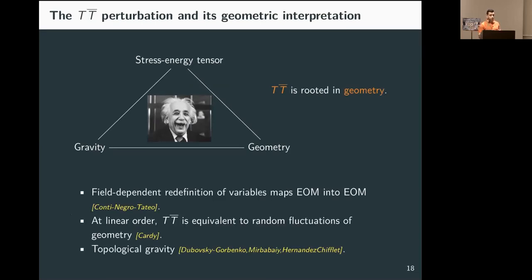At the classical level, TT-bar is the same as a field-dependent redefinition of variables. Also, but only at linear order, so we need to stay close to our initial QFT, TT-bar is equivalent to coupling the theory to a randomly fluctuating geometry with Gaussian fluctuations. And also from the work of Dubovsky-Gorbenko and Mirbabayi and Dubovsky-Gorbenko-Hernández-Chifflet, we know that TT-bar is essentially equivalent to topological gravity, as I will make more precise now.